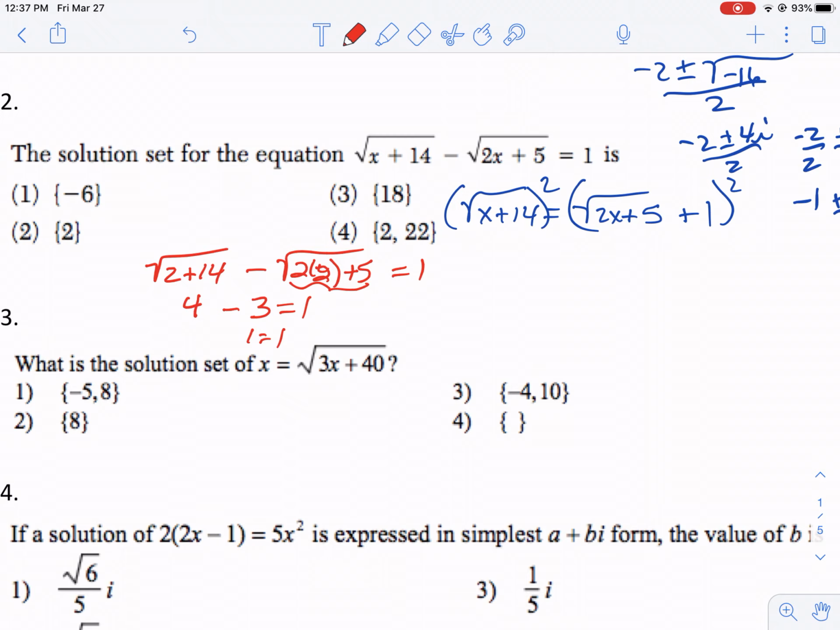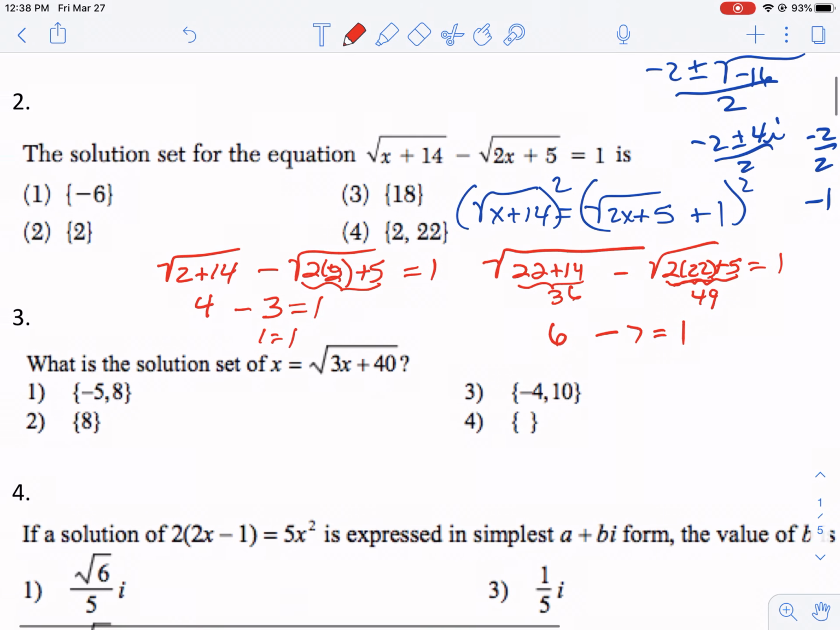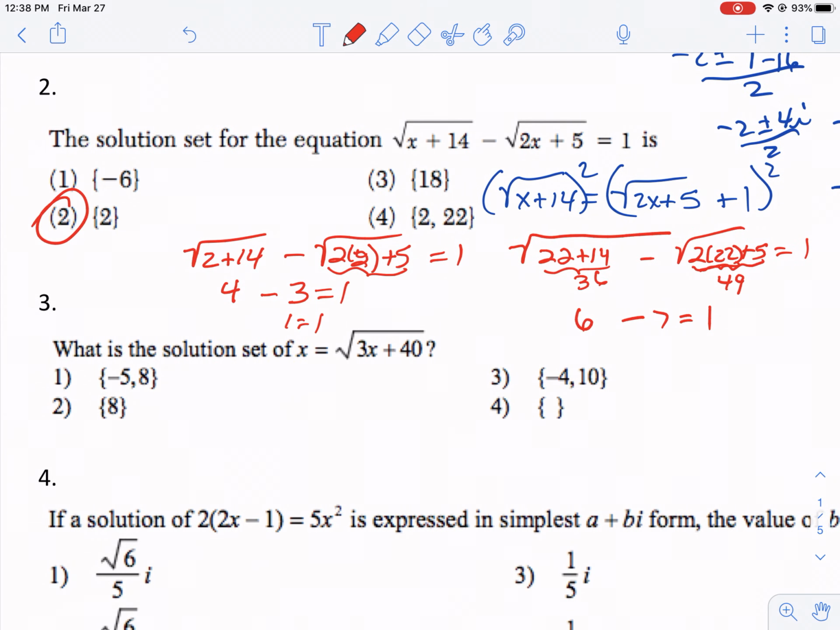So now I'm going to plug in the 22 and see if that one works. 22 plus 14 minus square root of 2 times 22 plus 5 is supposed to equal 1. So 22 plus 14 is 36. Square root of 36 is 6. This is 44 plus 5 is 49. And square root of 49 is 7. Is 6 minus 7 equal to 1? No, it's equal to a negative 1. Therefore, 2 is our only answer choice.